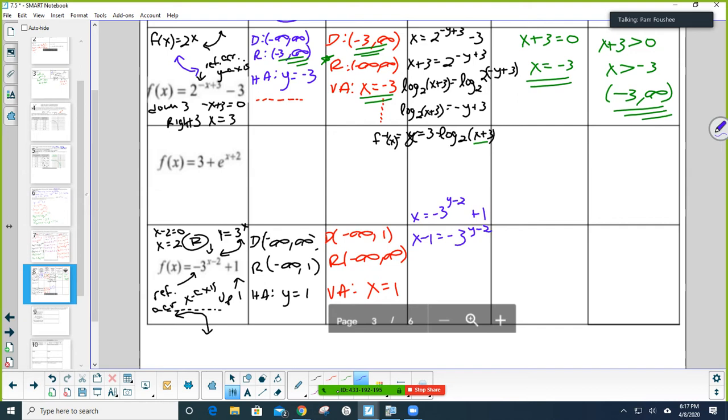Now here's a step you're going to make sure you pay attention to right here. In this step, I don't want this piece over here, the exponential term, to be negative. So if I multiply everything by negative 1, all the signs change.